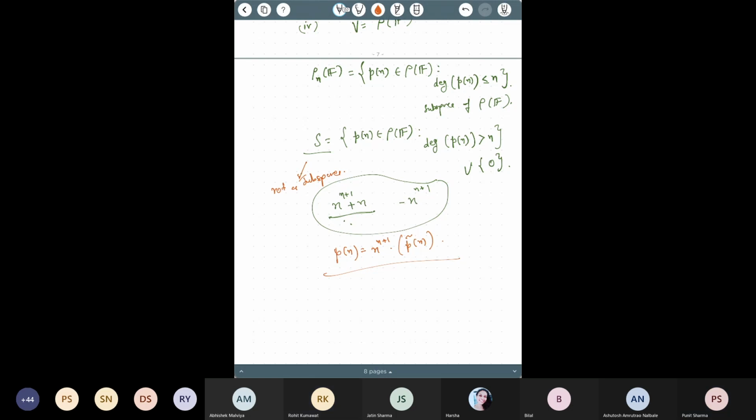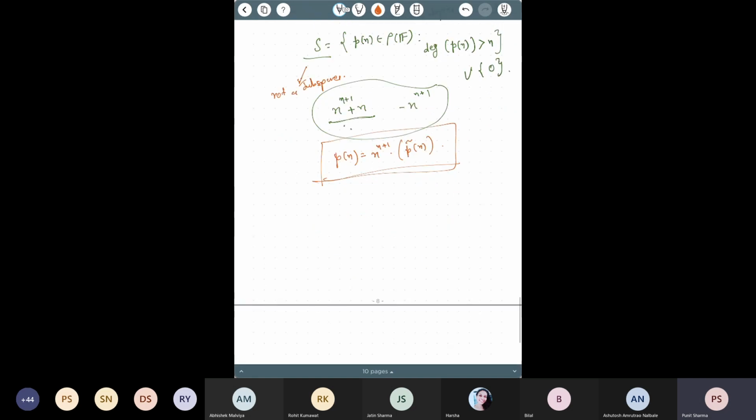Yeah. So whatever set you want to check whether it's a subspace or not, you just verify whether these two properties are satisfied or not. So this set is not a subspace, and you can verify this one. Okay, so let's move ahead again.